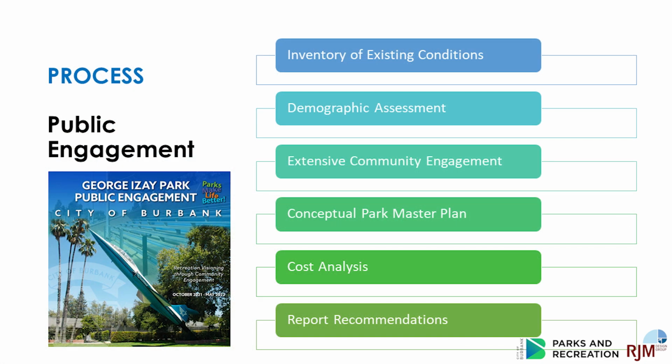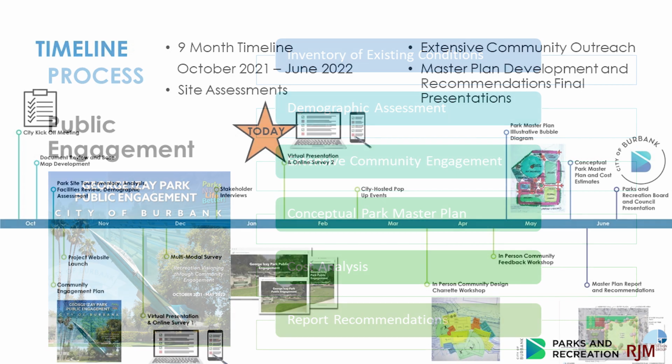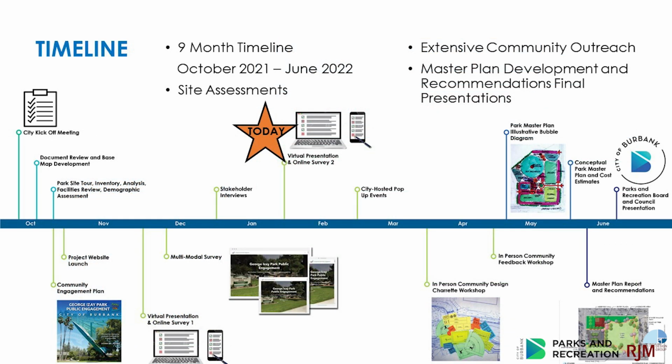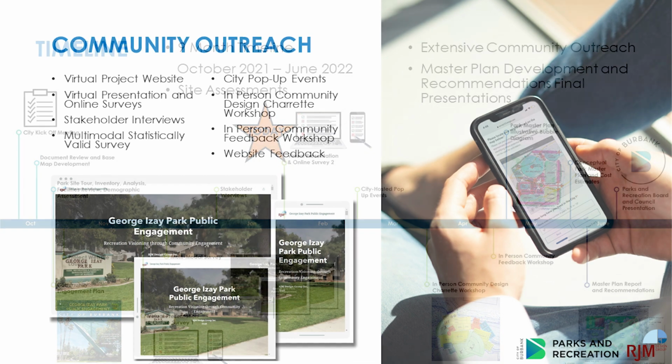The project will be divided into 6 key segments: assessing the existing site conditions, reviewing local community demographics, an extensive community outreach process, conceptual master planning, cost analysis, and then ultimately report and recommendations. Over a period of 9 months, we will be collecting information and reaching out to the community, as well as sharing feedback and ultimately preparing the final master plan of improvements.